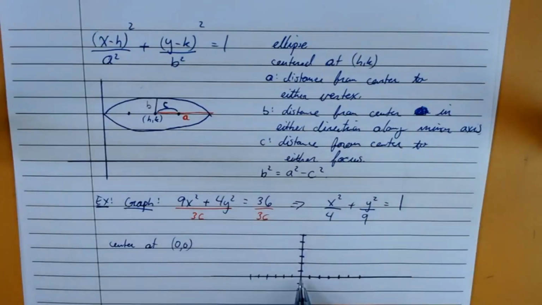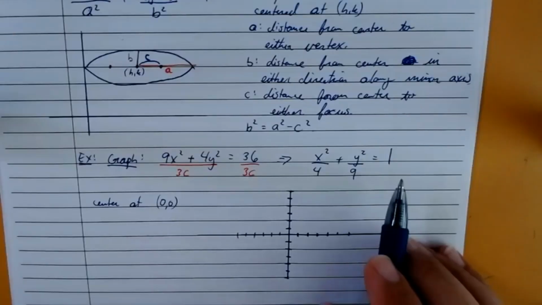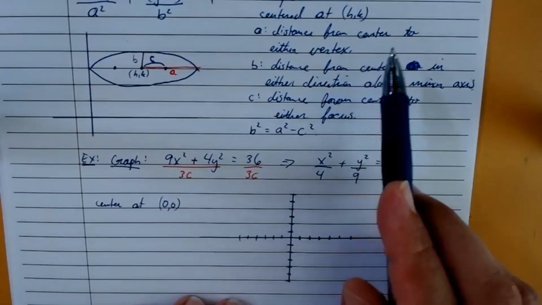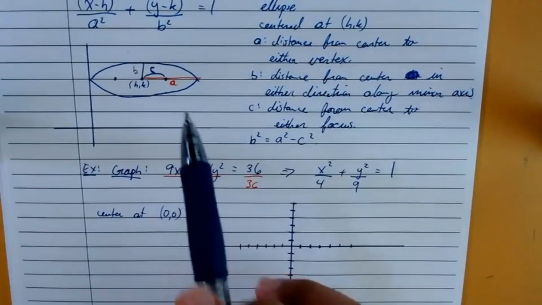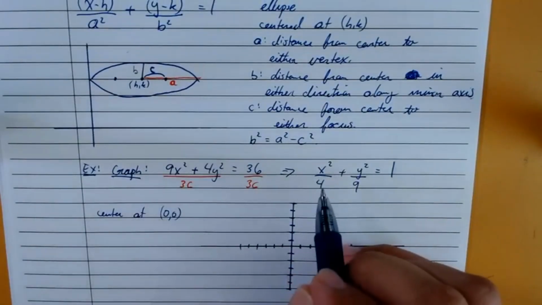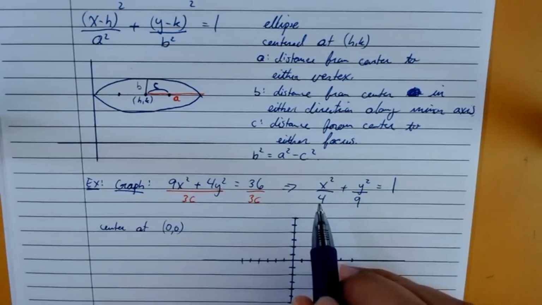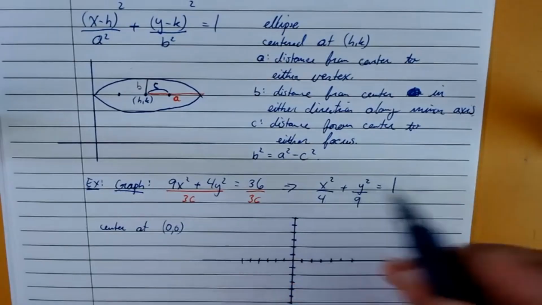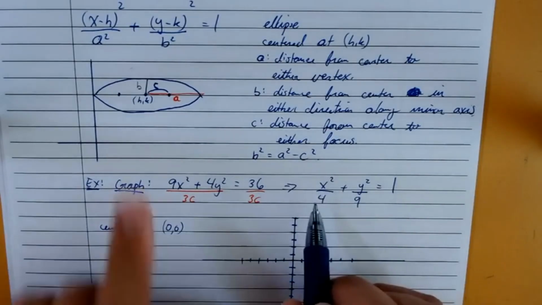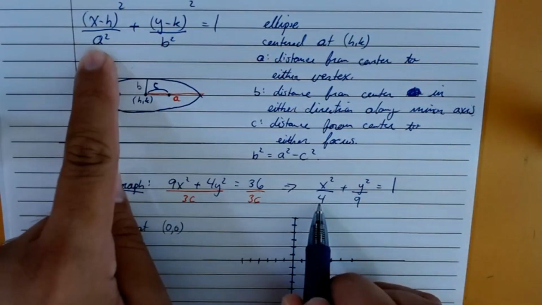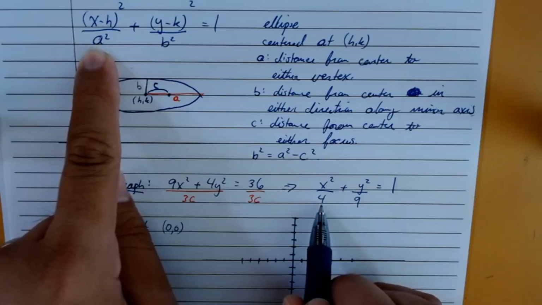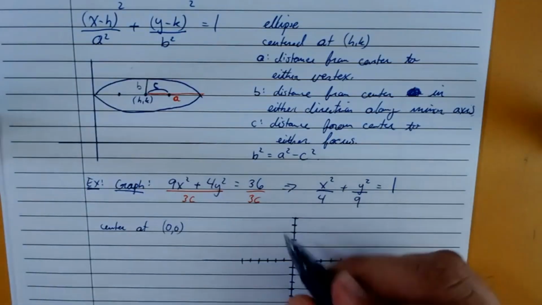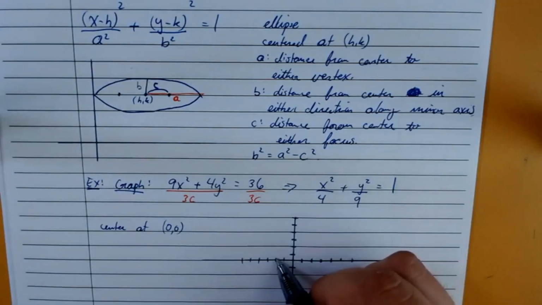Okay, so we know our center is at the origin. The distance from the center to either side of the vertex, that's given by your a squared. Notice here a squared, which is underneath your x squared, that's actually smaller than this one. So in this case, this won't be the major axis, it'll be the minor axis. Still, 4 is your a squared. Okay, well then a must be the number 2. It's the square root of that. So from your center, you're going to go 2 steps in either direction, and those will be on your ellipse.